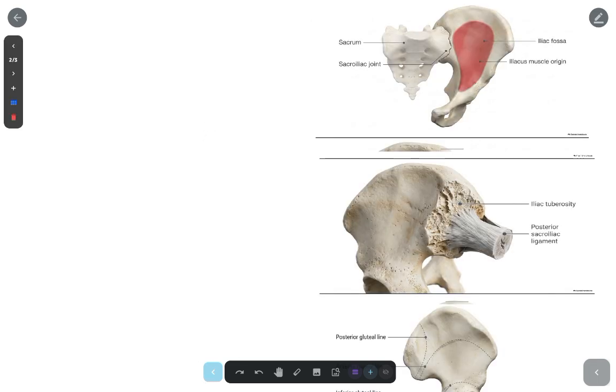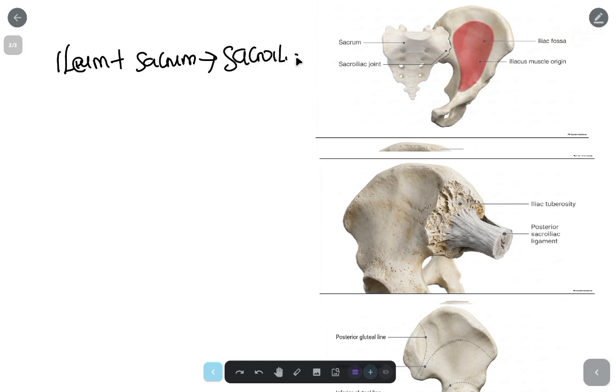So we have the sacrum and we have the sacroiliac joints. What is so special about the sacroiliac joint is that the sacrum fuses with the ilium to form the sacroiliac joints, which form the posterior boundary of the pelvic girdle. The ilium and the sacrum fuse together to form the sacroiliac joints. And this is the sacroiliac joints.